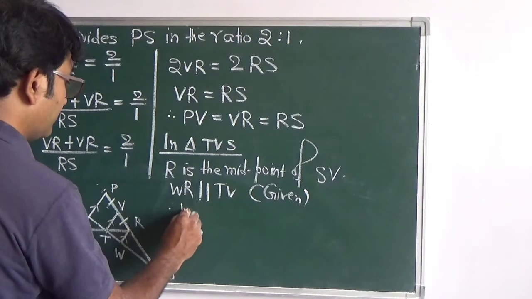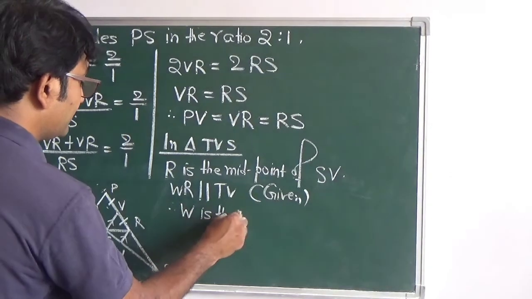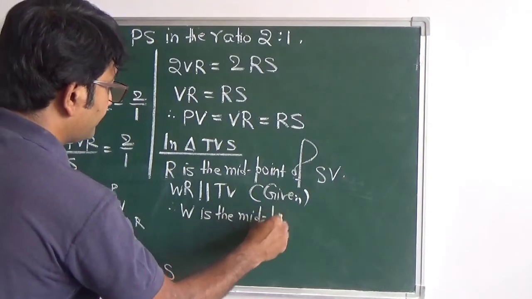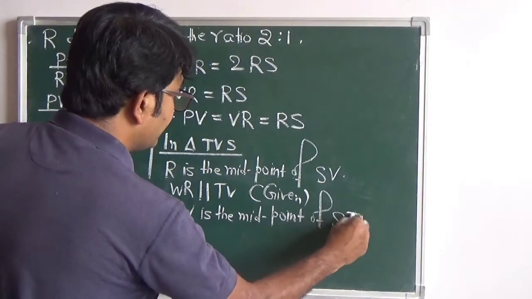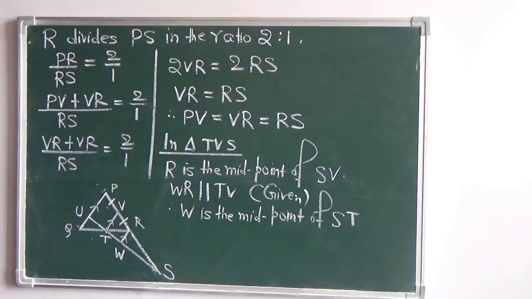So therefore W is the midpoint of ST. This is by the converse of the midpoint theorem. We have that R is the midpoint of SB, WR parallel to TV, so W is the midpoint of ST. So this is the converse of the midpoint theorem. Now look at this again. PQ, that is QP, TV and WR are all parallel lines.